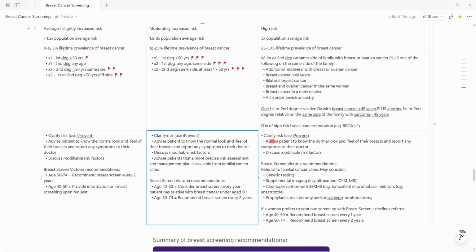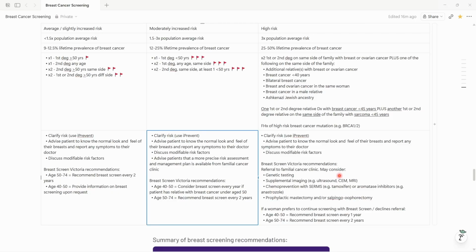Again, for these patients, clarify their risk using iPrevent. We advise them of breast awareness to know the normal look and feel of their breasts and to report any changes or symptoms to their doctors, and to discuss modifiable risk factors. For these patients at high risk, the recommendation is that they should be referred to a familial cancer clinic. Compared to the moderately increased risk category, where you can tell them of the option of referral, those with high risk should be referred to a familial cancer clinic.